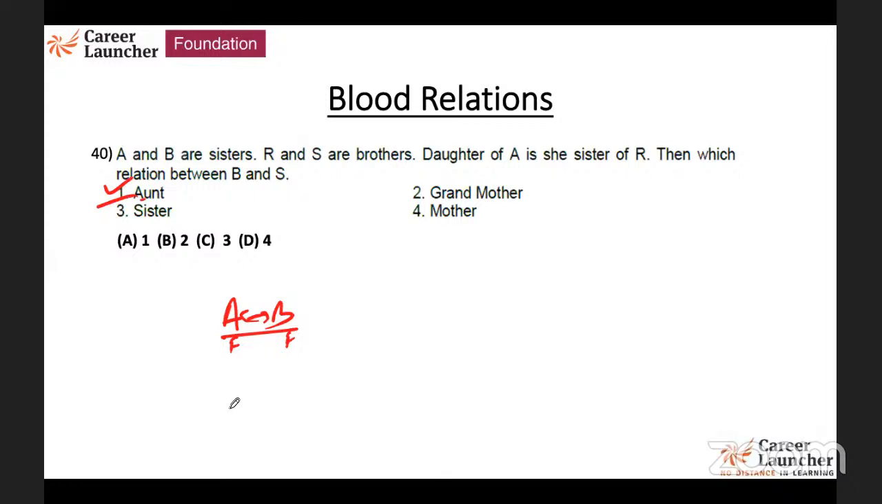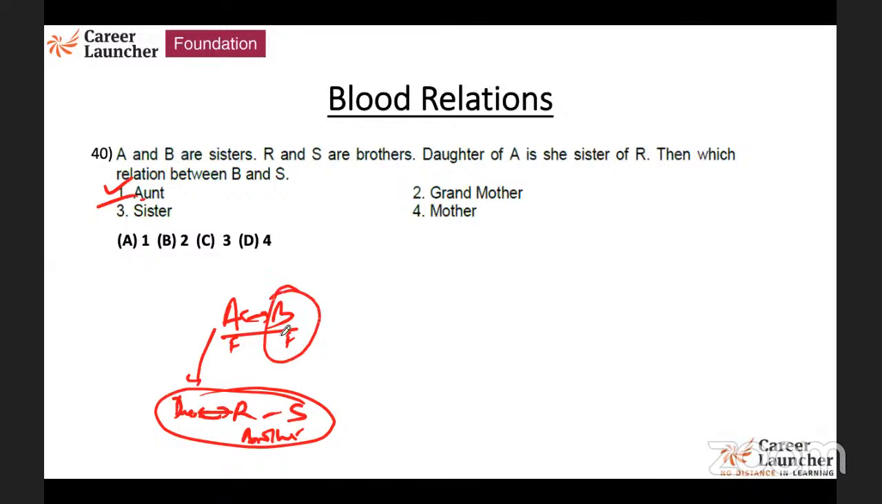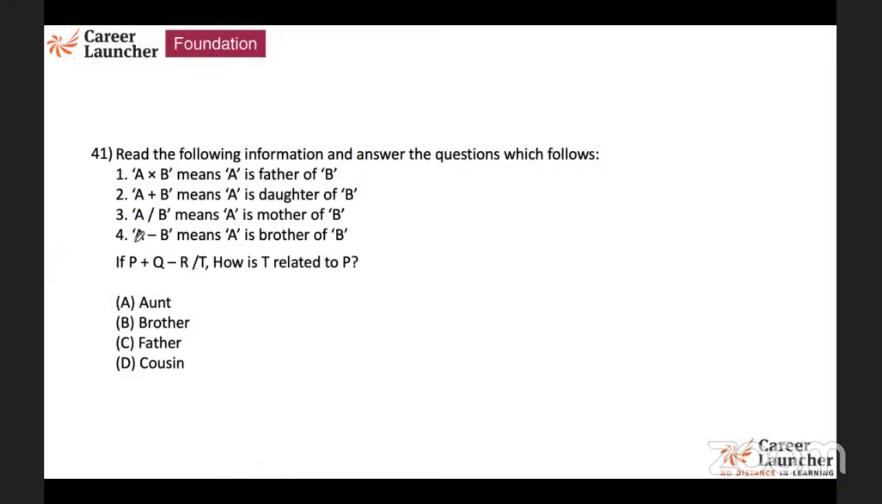The daughter of A is the sister of R. So there is a daughter here who is a sister of R. That means all of these are from the same family. And hence B, being female, has to be an aunt to R. Hence, the answer is choice A. This one is also a similar question. Please solve one question.